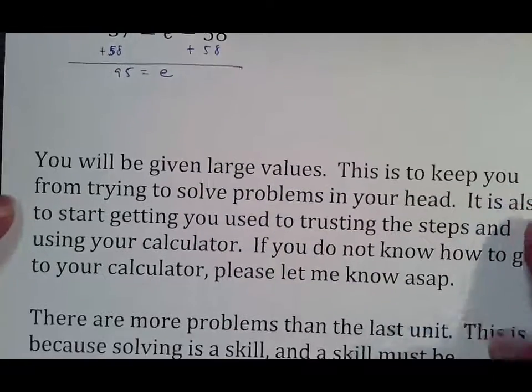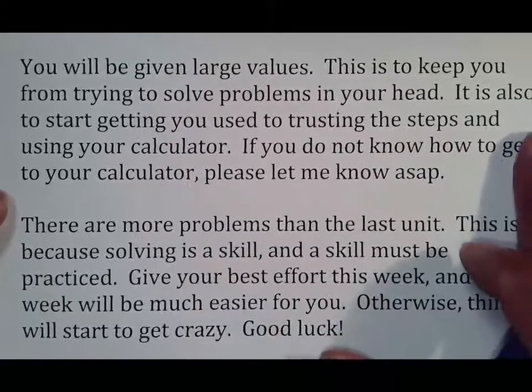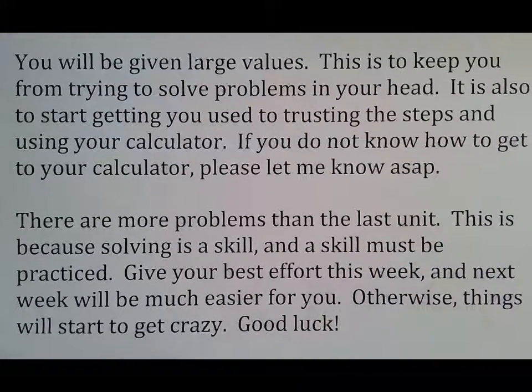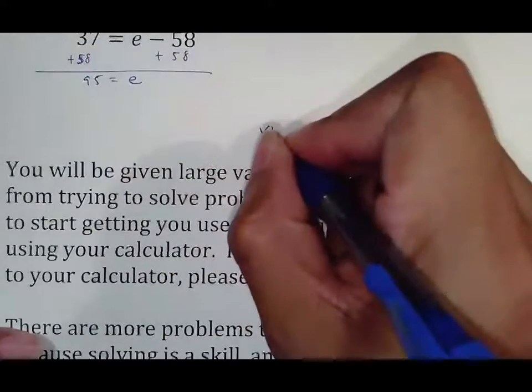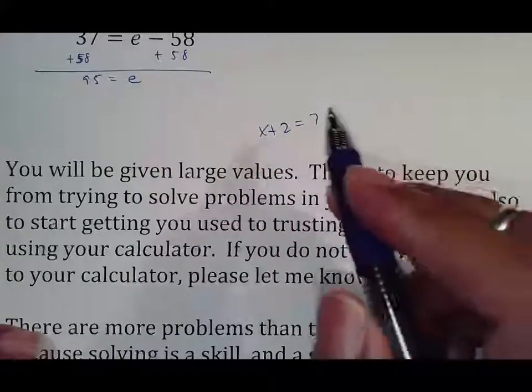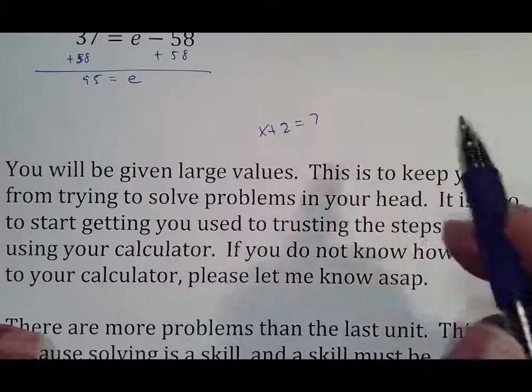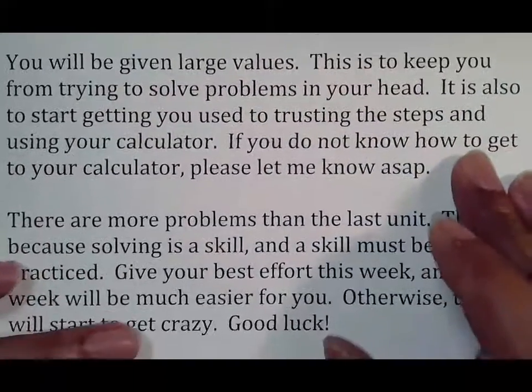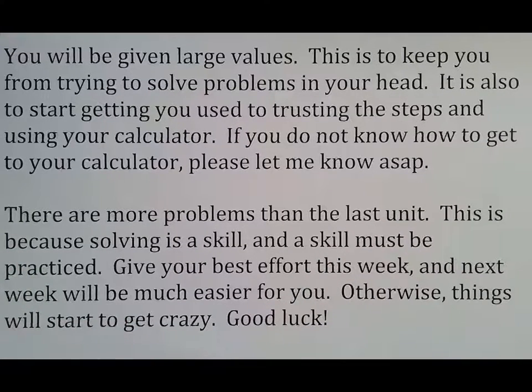So you are going to be given large values on purpose. This is to keep you from trying to do the problems in your head. I learned that whenever I put something like x plus 2 equals 7, because you know 5 plus 2 equals 7, you already know it, so you really don't want to solve. And in this case, you also need to start getting used to trusting the steps and using your calculator. So if you don't know how to use your calculator, let one of us know, or if there's me and a co-teacher in there, let her know also. But just let somebody know so we can get you where you need to be.